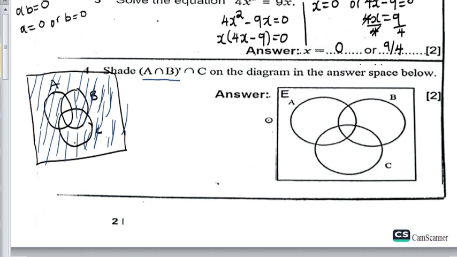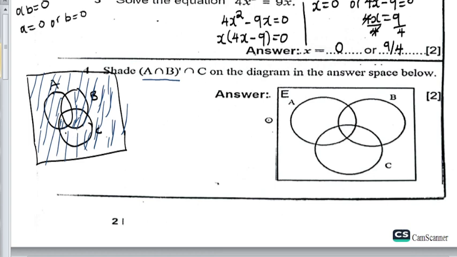If we intersect that with C, we know this is our C. To intersect, you look for what is common. By the way, this part is also shaded. This part is also shaded. These are the only parts which are not shaded. So now we look for parts which are common in this set and in C.